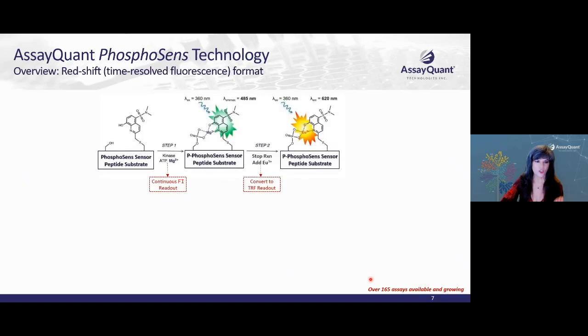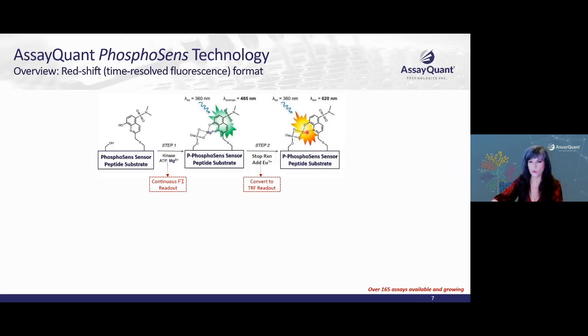So what we do is you start off with the continuous assay. Okay, so you recognize this, right? Here's the PhosphoSens sensor peptide. In the presence of the kinase, ATP, and magnesium, we get the chelation event, excite at 360, readout at 485. Now, what you can do is stop the reaction and add europium. Europium has a higher affinity for this chelated complex as opposed to magnesium, so europium is going to replace or displace the magnesium.